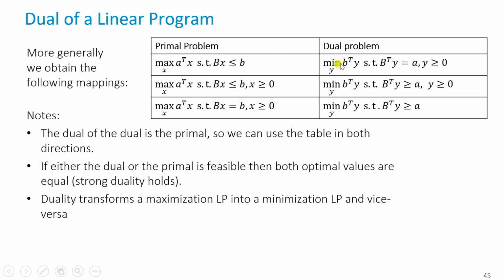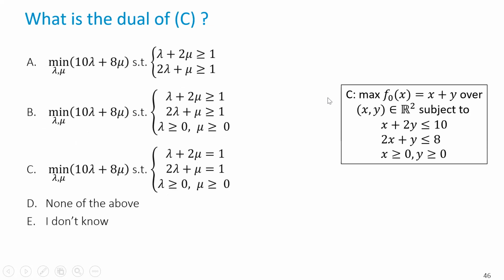So take-home message, if you have to write the dual of a linear program, well, you go by inspection through this table here. For example, here, which one is the dual of this linear program here?